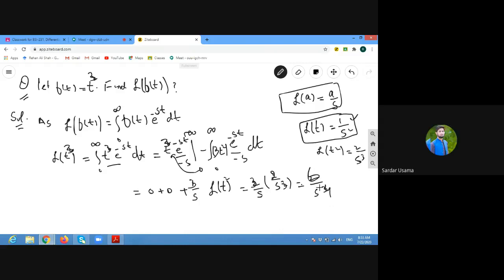Yes, sir. So this will become what? 6 means 3 factorial. You can write it, divided by what? S power 4. So what is this? Note this point. Now I am generalizing this formula. What is Laplace of t?